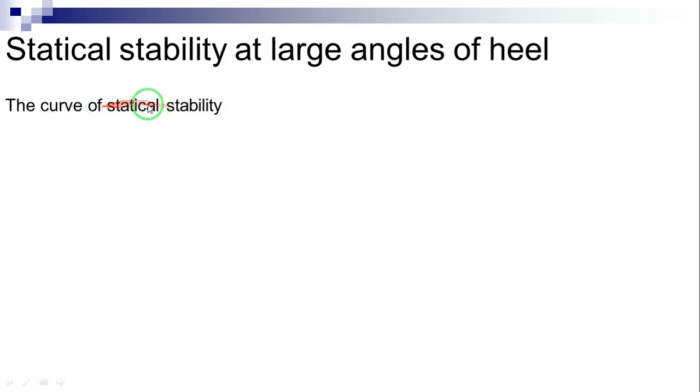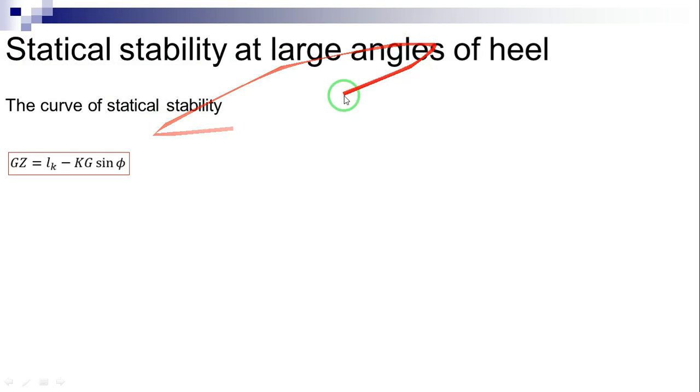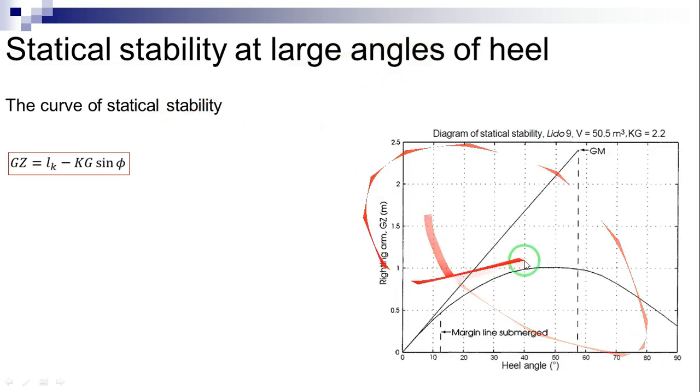The curve of statical stability. The plot of the righting arm GZ calculated from this equation as a function of the heel angle phi at constant nabla and KG values is called the curve of statical stability. Such diagrams are used to evaluate the stability of the ship in a given loading condition. For a full appreciation, it is necessary to compare the righting arm with the various heeling arms that can endanger stability. An example of a statical stability curve is shown in this figure.